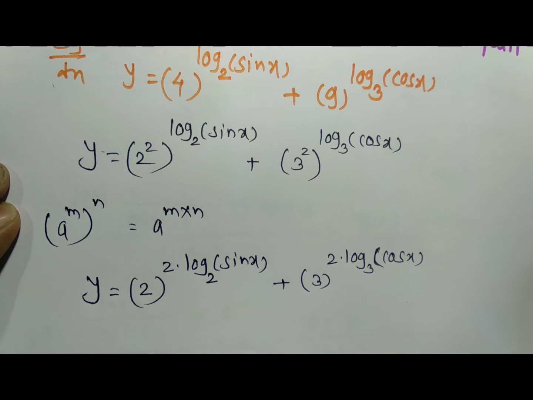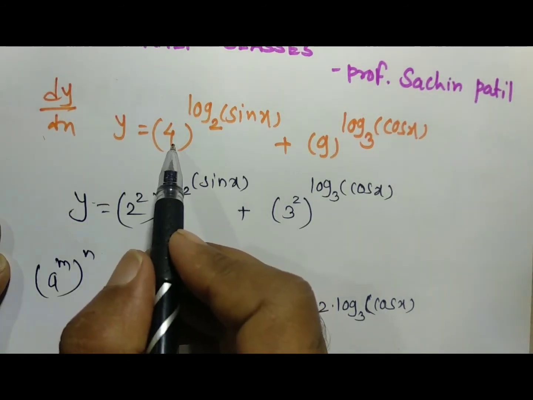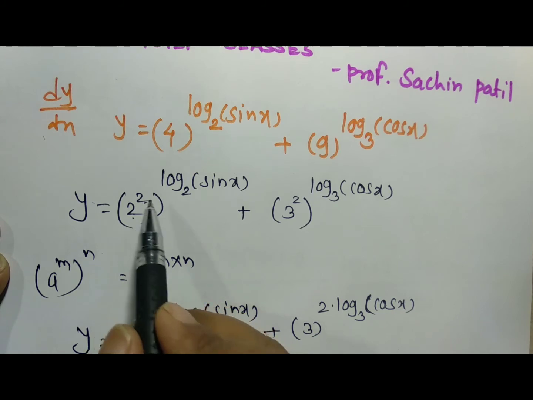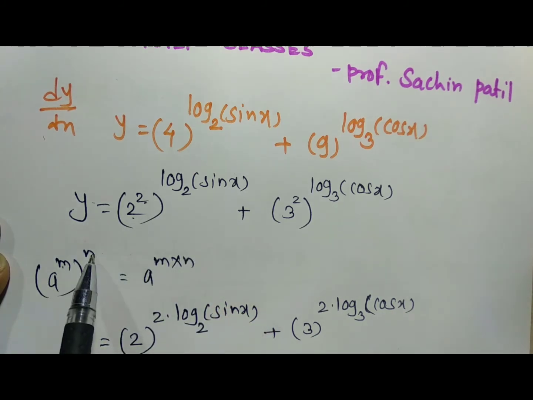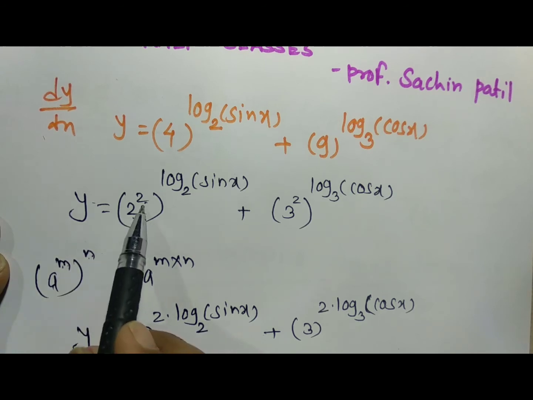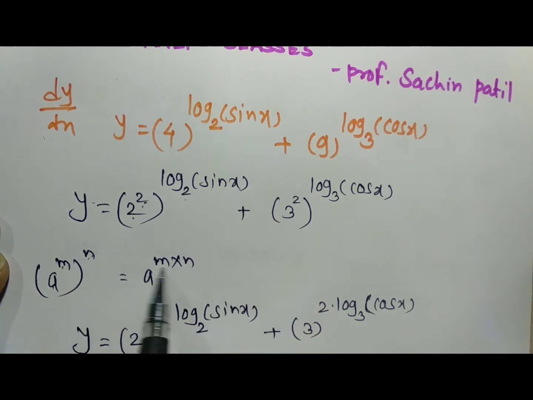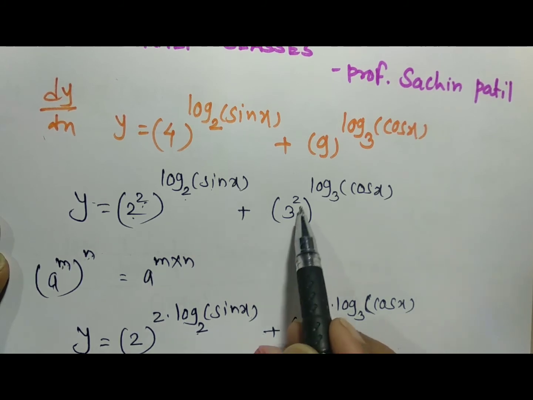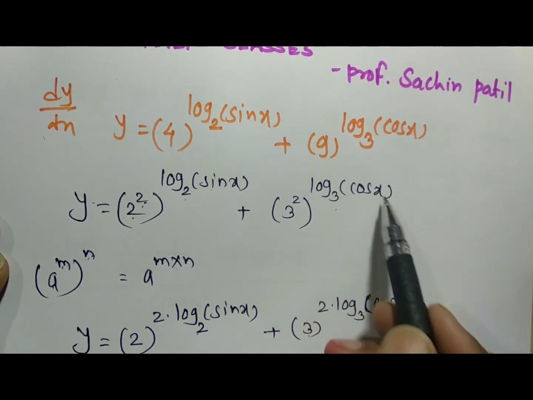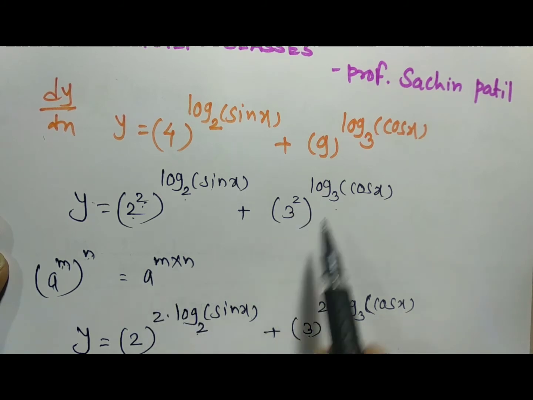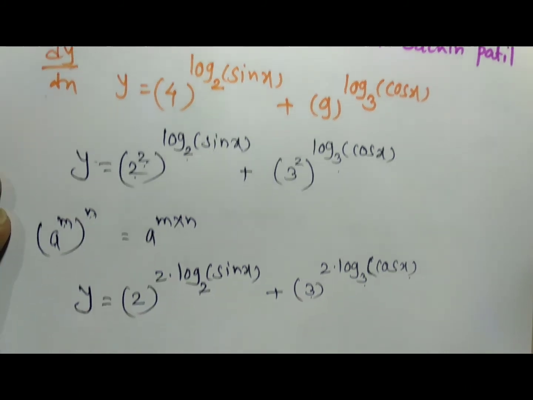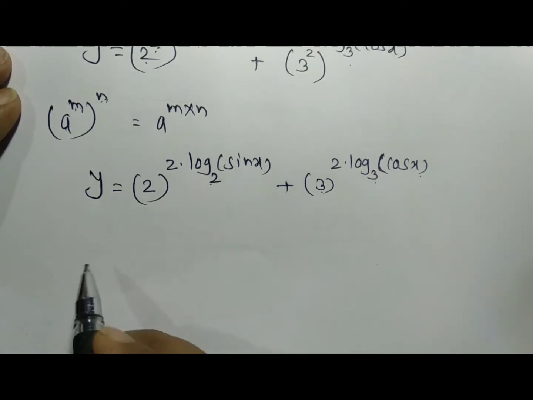Once again I am repeating that. 4 is nothing but 2 squared, and by using a raised to m raised to n, we multiply these two, where m is nothing but 2 and n is nothing but log to the base 2 of sin x, and therefore m into n is 2 into log to the base 2 of sin x, plus 3 raised to 2 into log to the base 3 of cos x. By using m into n once again, that means 2 into log to the base 3 of cos x.